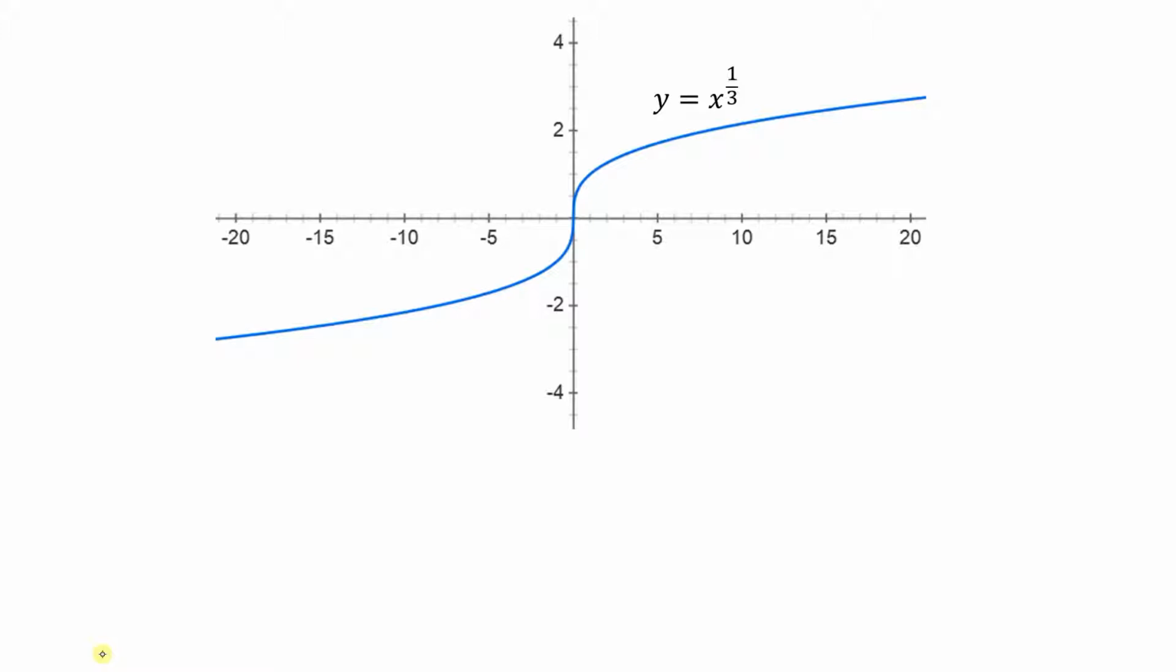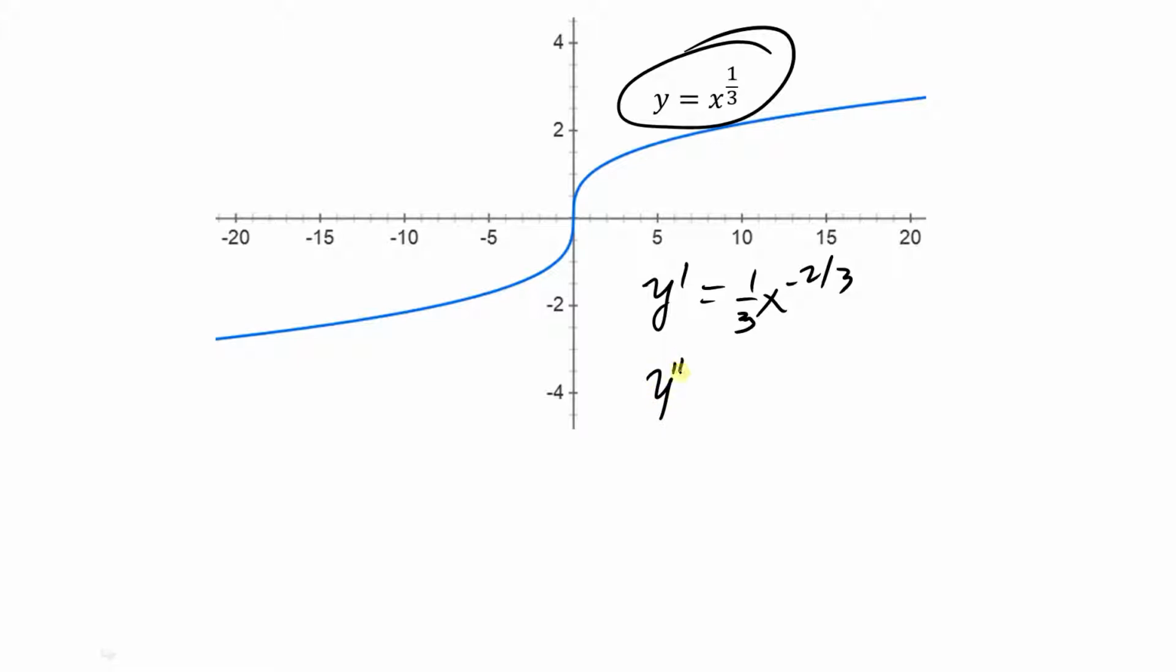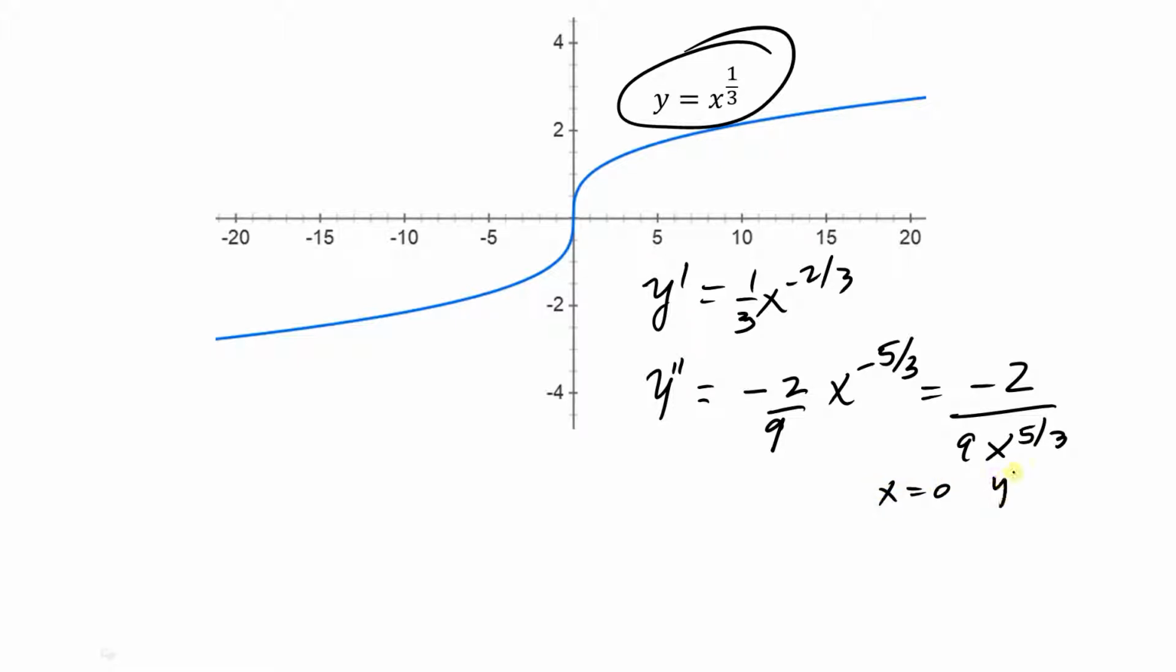We have the function y equals x to the 1/3. The first derivative is equal to 1/3 x to the minus 2/3. So the second derivative is equal to minus 2/9 x to the minus 5/3, which is equal to minus 2 over 9 x to the 5/3. Notice that at x equals 0, y double prime is undefined.